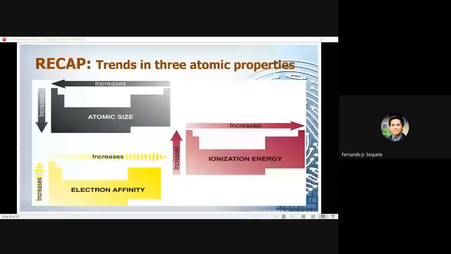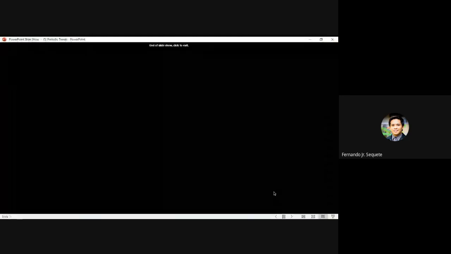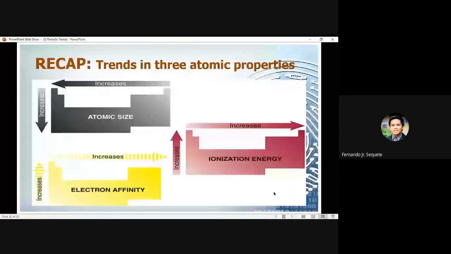Okay, so those are the trends in the three atomic properties. Sir, why only three? Because those three have the same pattern as some of the others. Some of the other properties have a partner with the same pattern. Okay, so that is it for our lesson for chemistry.